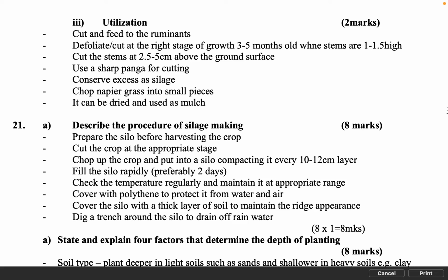21a. Describe the procedure of silage making. 8 marks. Prepare the silo before harvesting the crop. Cut the crop at the appropriate stage. Chop up the crop and put into a silo, compacting it every 10 to 12 centimeters layer. Fill the silo rapidly, preferably in 2 days. Check the temperature regularly and maintain it at appropriate range. Cover with polythene to protect it from water and air. Cover the silo with a thick layer of soil to maintain the ridge appearance. Dig a trench around the silo to drain off rainwater.